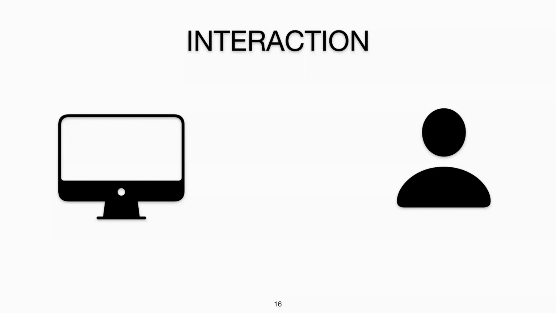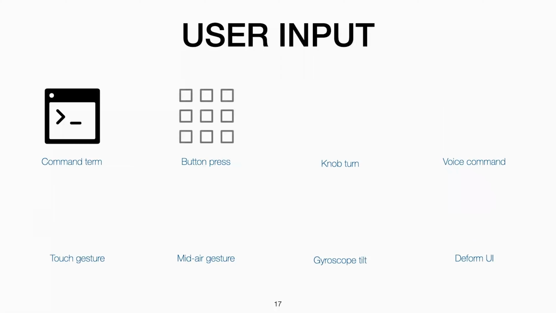I see an interaction between a human and a computing system to be that of three components. One, a user gives some kind of input to the system, and in response, the system does a function and provides some kind of feedback. Now, user input can be that of many forms.